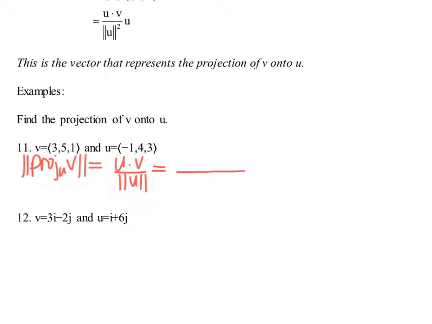U dot V, so we're looking at -3 plus 20 plus 3. That's something. It's a nice 20. Take it.